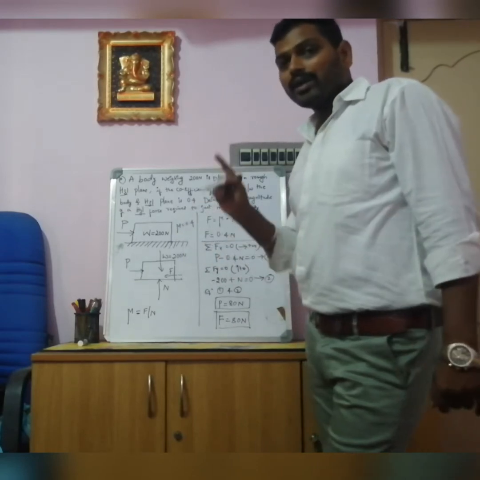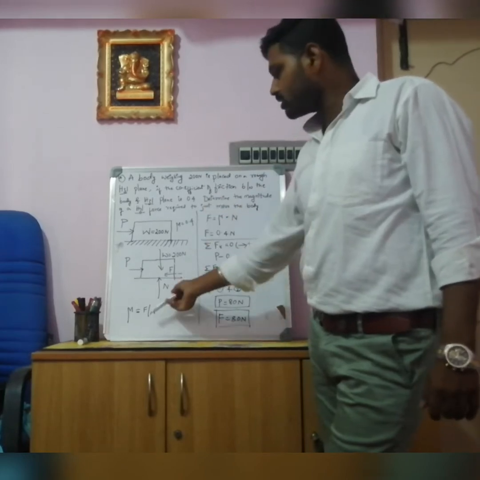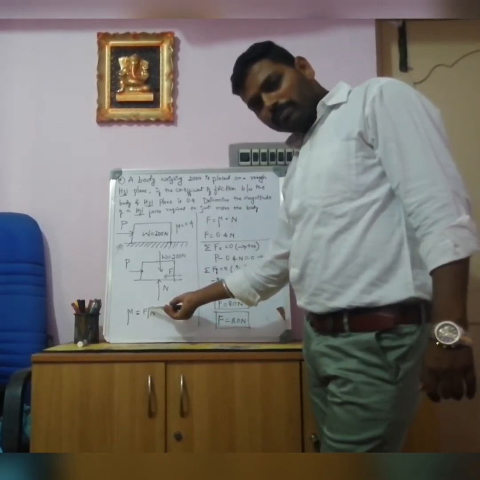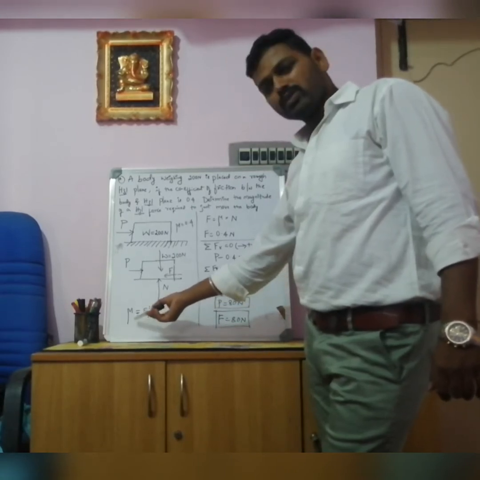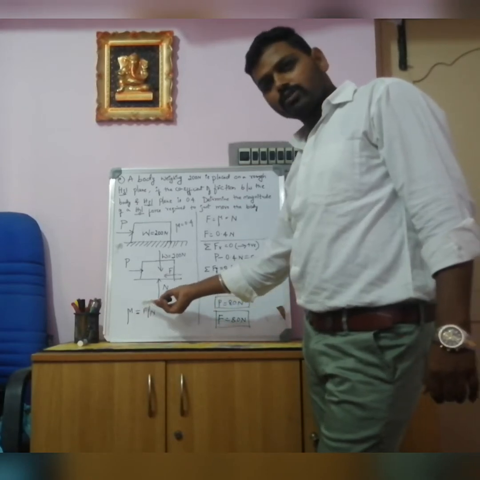And remember, in the last session we discussed the coefficient of friction. Coefficient of friction is the ratio of the frictional force to the normal reaction from the surface. That is mu is equal to F by N. So we know one equation, mu is equal to F by N.